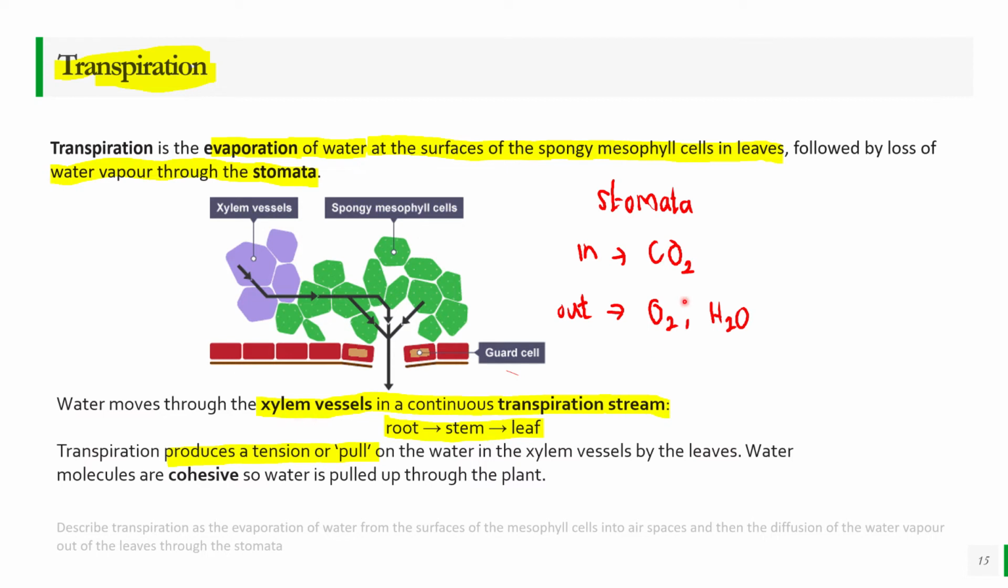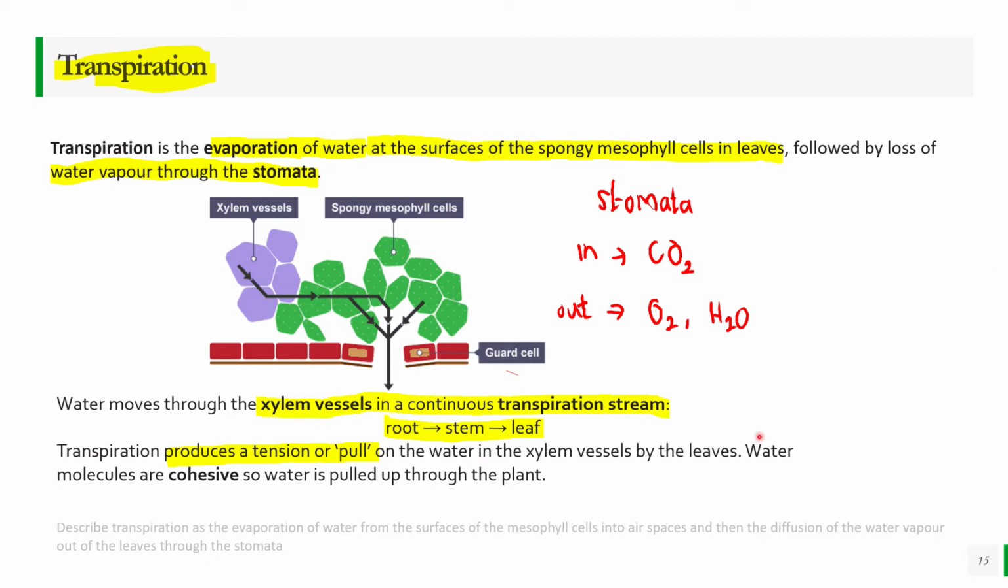Now oxygen has no real benefit to plants. It is used in plants for respiration, but the main compound that goes out through the stomata will be water, right? So the water moves through the xylem vessels in a continuous transpiration stream. Stream, you know what it means, right? Stream means it is continuous, like when you talk about a stream of water. So the water is actually continuous from the roots all the way up to the leaves. From the roots to the stem, to the leaf, we have one long stream of water.